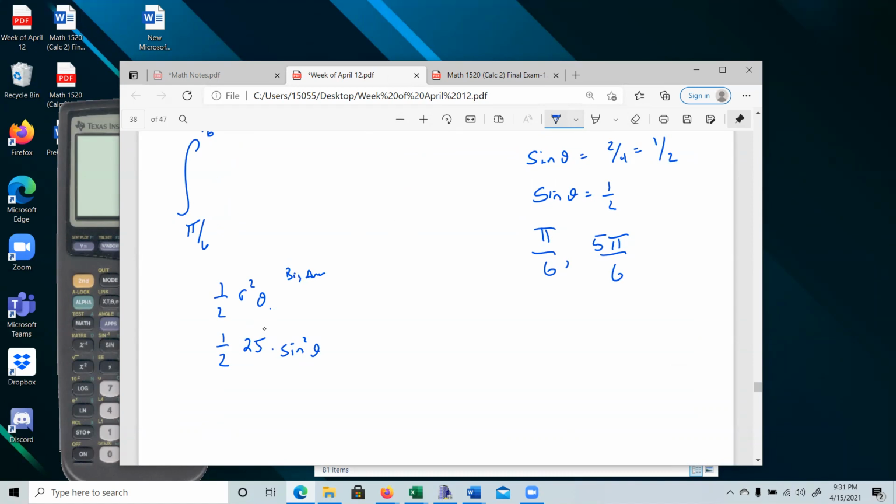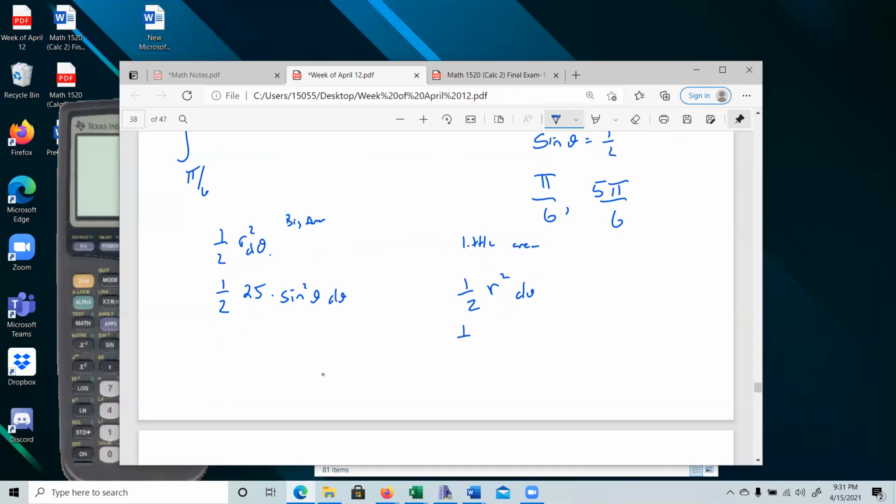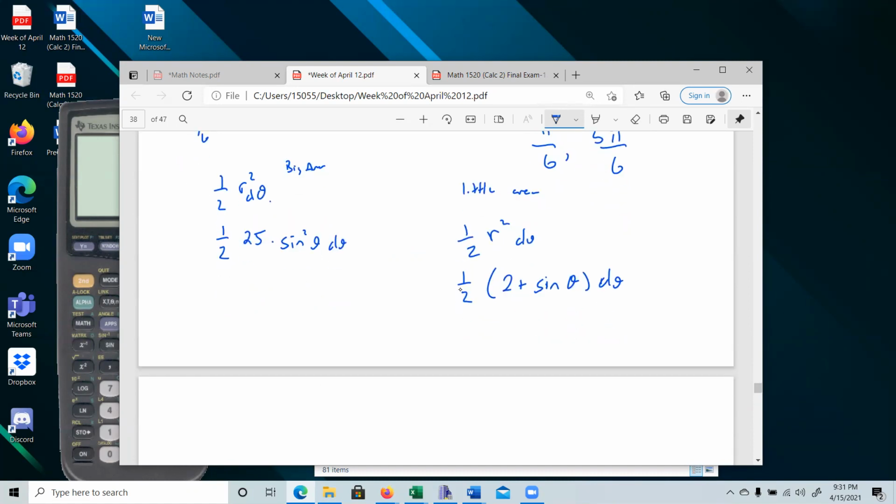What's the little area? What's the limacon area? Well, it's 1/2 r squared d theta. So that's 1/2, r was 2 plus sine theta, squared, d theta. All right, I'm starting to take this back. Maybe the person who came up with this problem isn't so nice anymore. That's 4 sine theta, since 2 and 2 make 4, plus sine squared theta. All right, so we're going to take this area minus this area.